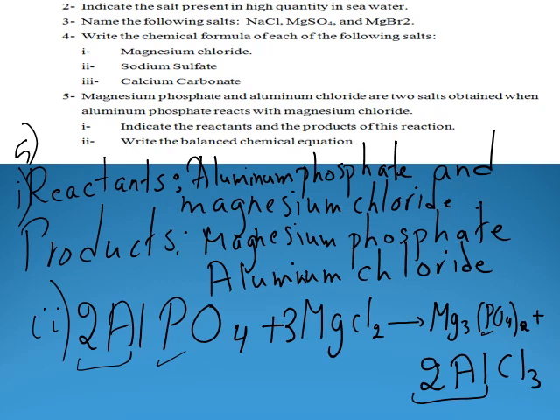Leave oxygen till the end. Magnesium, we have 3 magnesiums, so you have to multiply this by 3. Mg3, we have 3 magnesium. Cl, we have 2 times 3, 6, 2 times 3, 6, it's okay. Now we move to oxygen. 2 times 4 is 8, 2 times 4 is 8, so this is a balanced chemical equation.